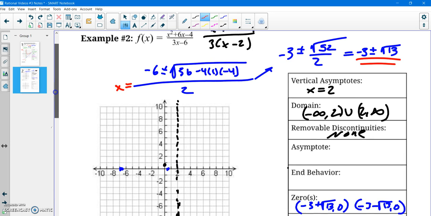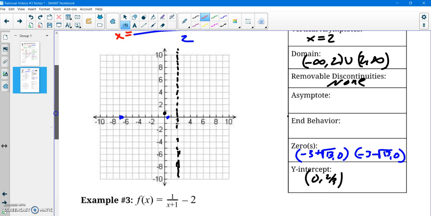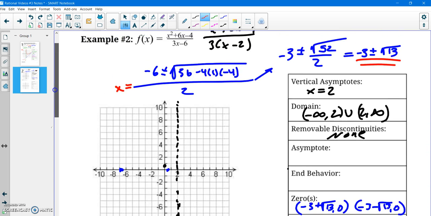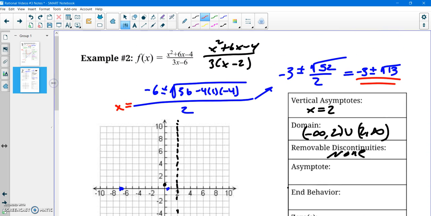Square root of 13 is between 3 and 4. That's all you need to know. Here are my x-intercepts. Okay. And then the last thing, the new thing, is since the degree of the numerator is 1 more than the degree of the denominator, it's not going to have a horizontal asymptote. It's going to have a slant asymptote.